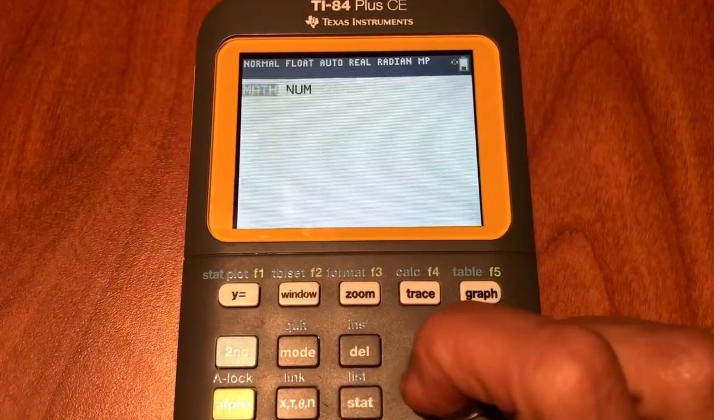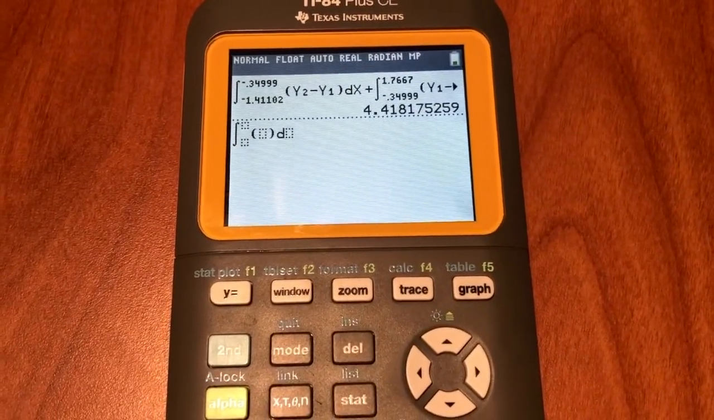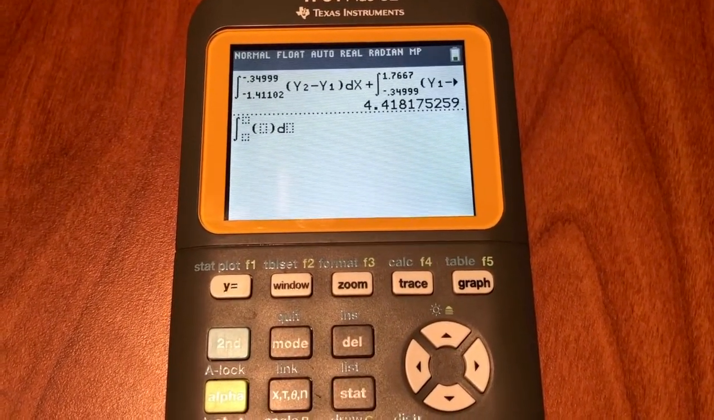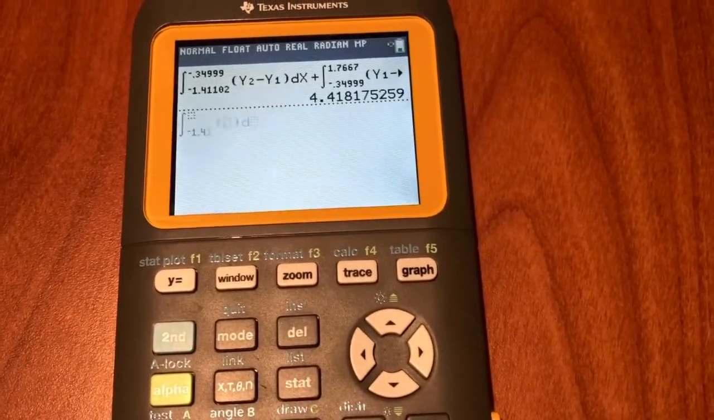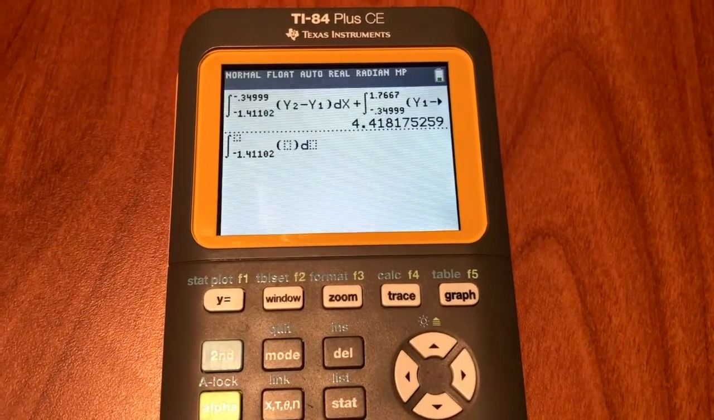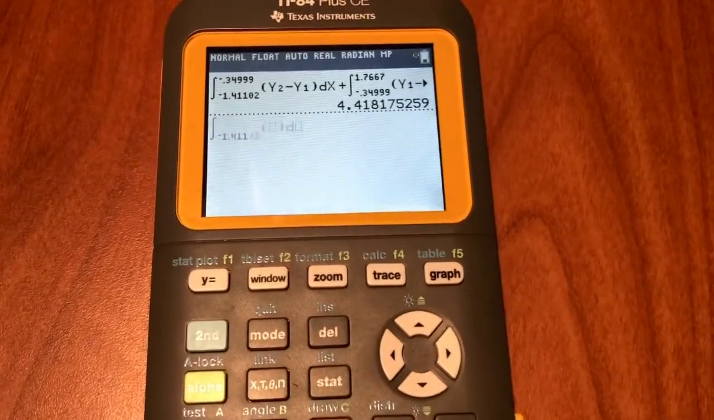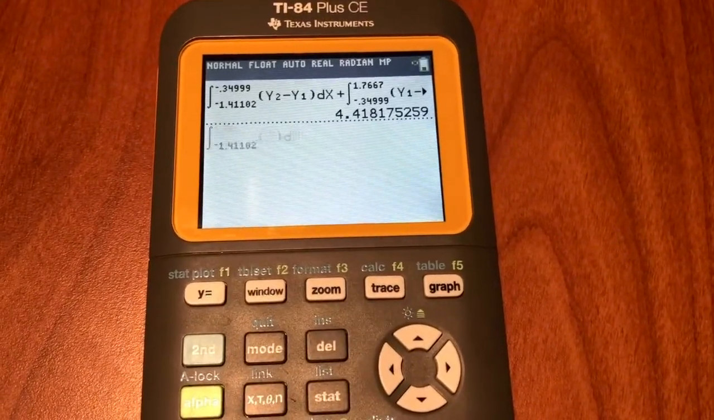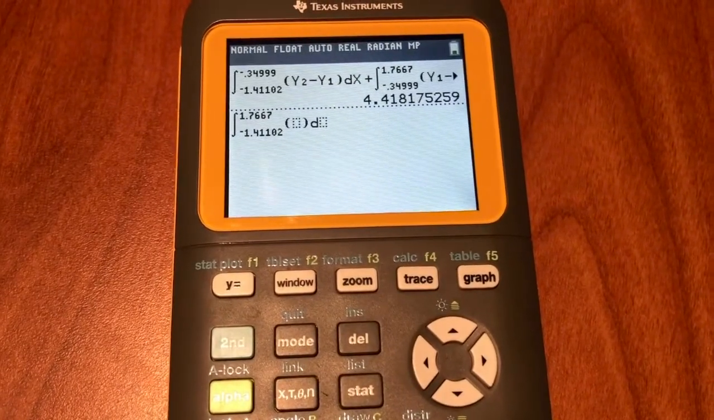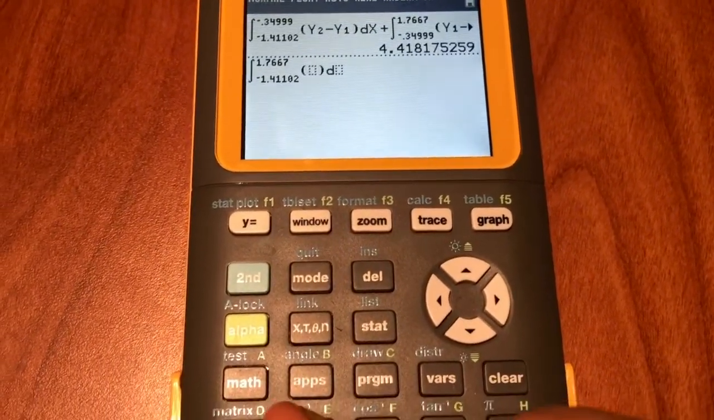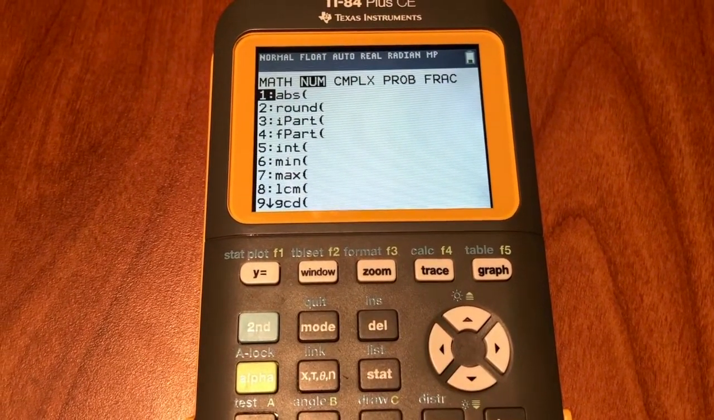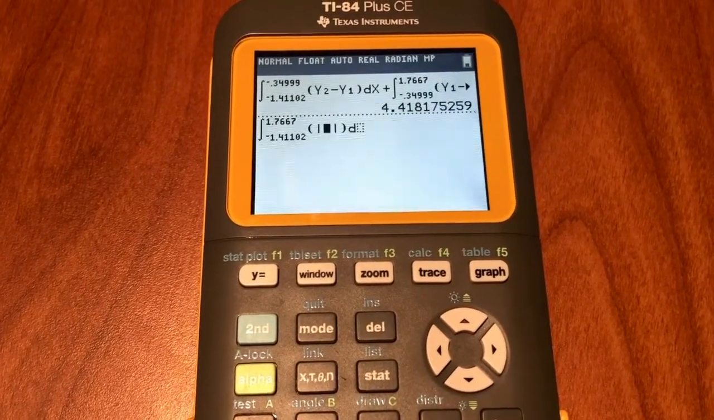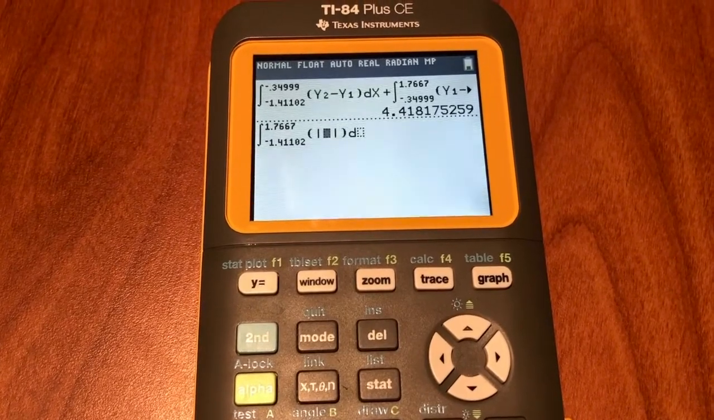So we're going to press math 9, and we're going to show that we can also do this with absolute value. So we're going to start with x sub 1, so that was negative 1.41102. And we're going to integrate all the way to x sub 3, and x sub 3 was 1.7667. And then to select absolute value, we're going to press math right here, and then arrow over, and number 1 is absolute value. And then we're going to go y sub 1 minus y sub 2.